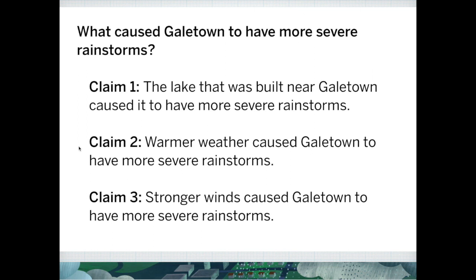This wasn't mentioned in the video so much, but we wanted to keep an eye on this one because it talks about not necessarily the amount of water, but the conditions around. And when we talk about weather, we have to remember it's the conditions at a certain time or place. So all 3 of these claims have some plausible reasons why it could be the reason why Galetown is having some more severe storms. But we're going to continue on with this unit to narrow it down to the one that fits best with the situation in this town.